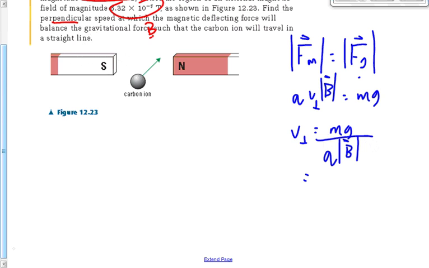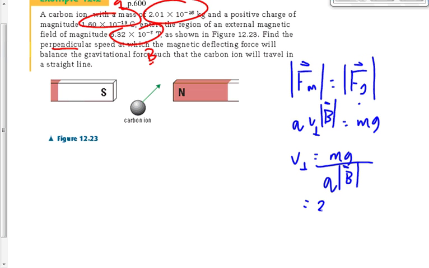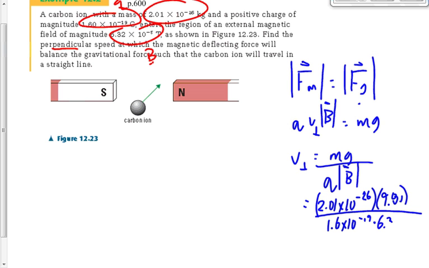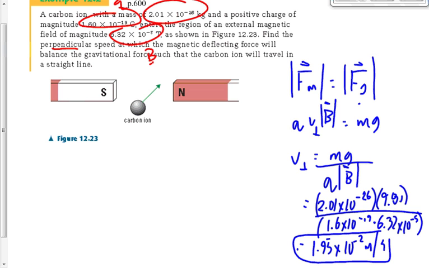Let's plug in our numbers here and see what we end up getting. The mass was 2.01 times 10 to the minus 26 times 9.81. We'll just make g positive there. q is 1.6 times 10 to the minus 19 times 6.32 times 10 to the minus 5. You get 1.95 times 10 to the minus 2 meters per second there. Is that okay?